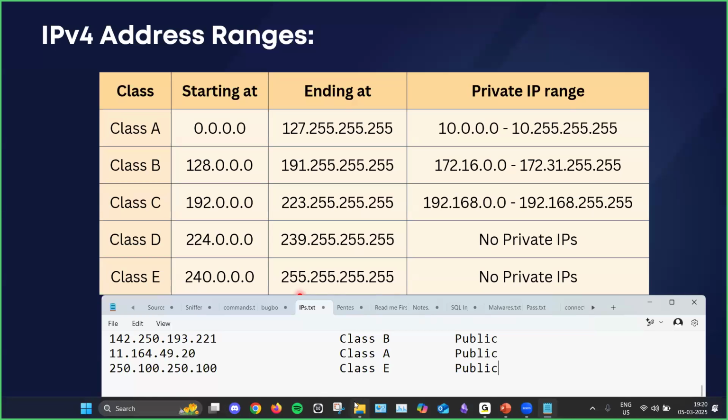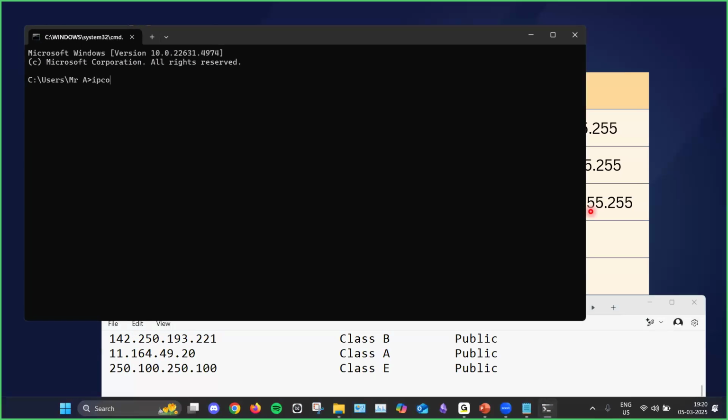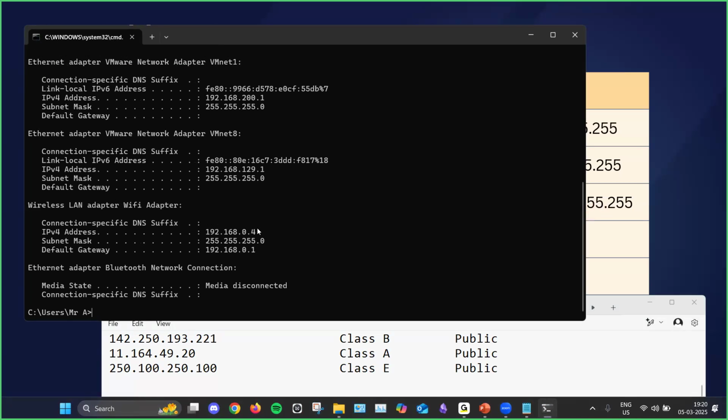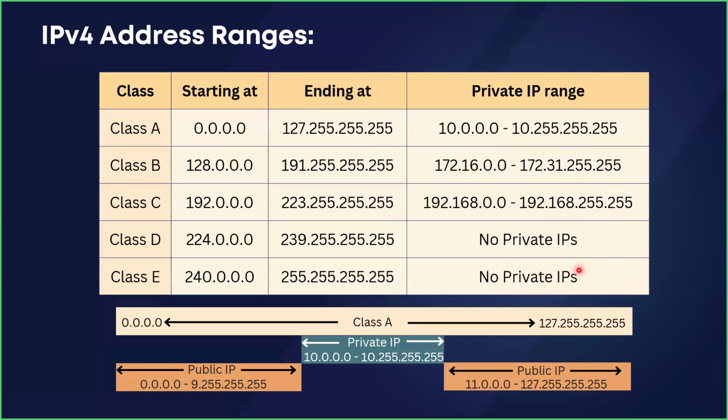Now, if you go to your browser and check for what is my public IP, you would see an IP outside this range. If you open up your command prompt, and in the command prompt, if you type ipconfig, you would see an IP within the private IP range, 192.168.0.4. That is falling in this range, class C. So I'm getting a class C private IP for my laptop, which I'm connected on right now. Okay. So that is how you would classify each IP according to these ranges.